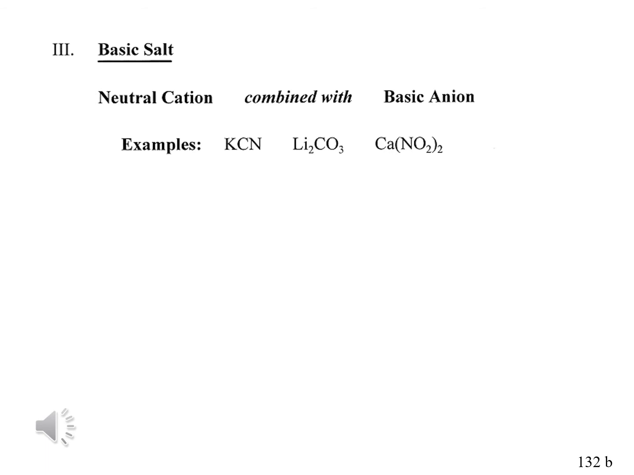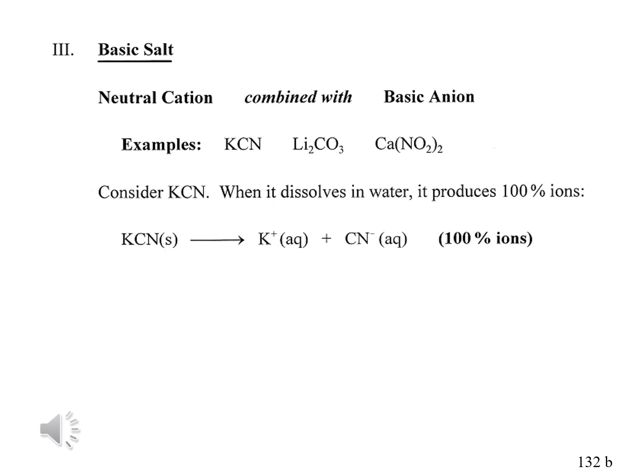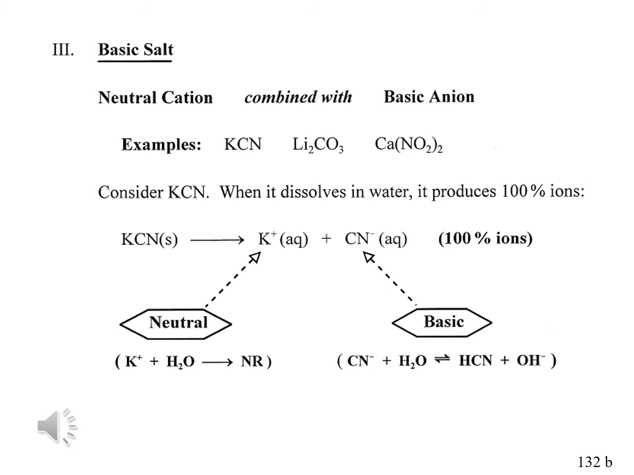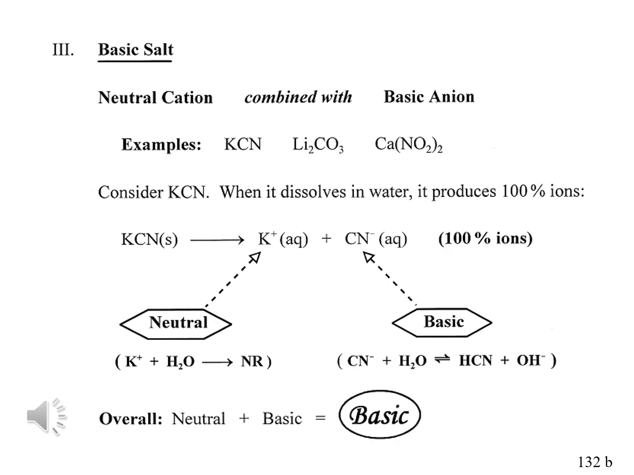The reason why one of these salts, for example, potassium cyanide, is basic, is that when it splits apart into ions 100%, the K is neutral, so it can't change the pH, but the cyanide is a basic anion, so it pulls an H off the water and gives you OH. So if you put together a neutral and a basic, you get a basic salt.